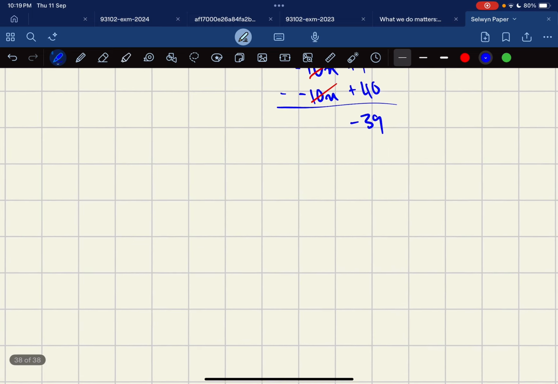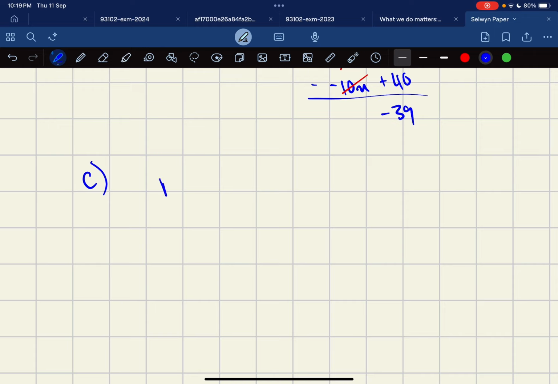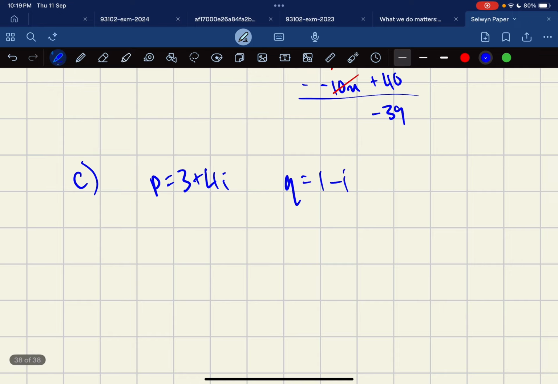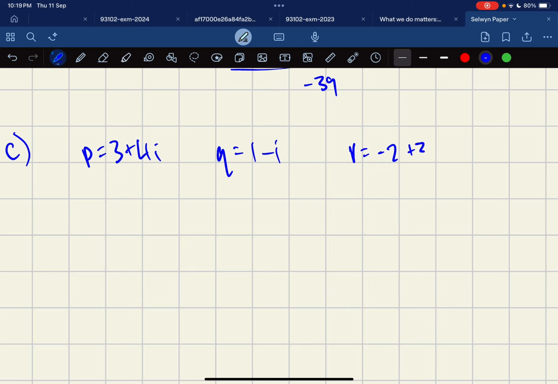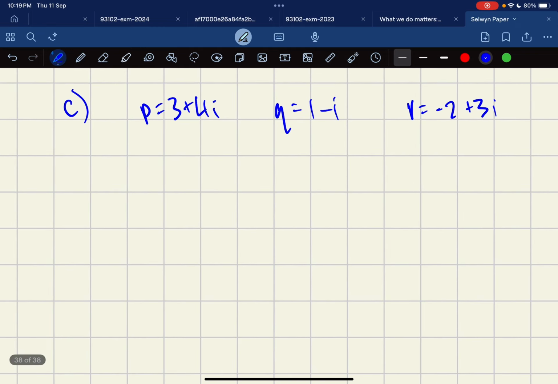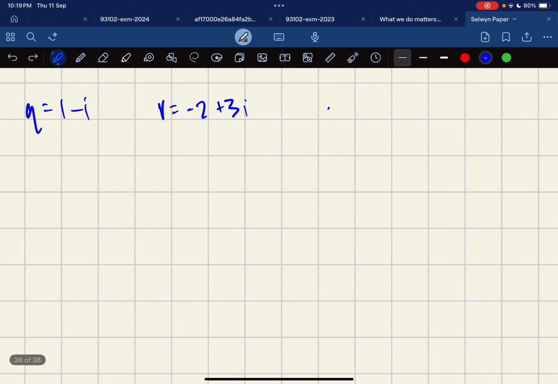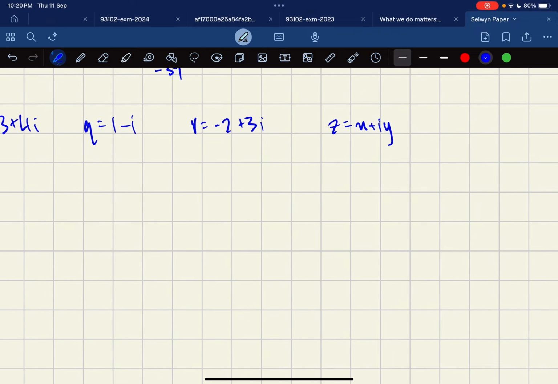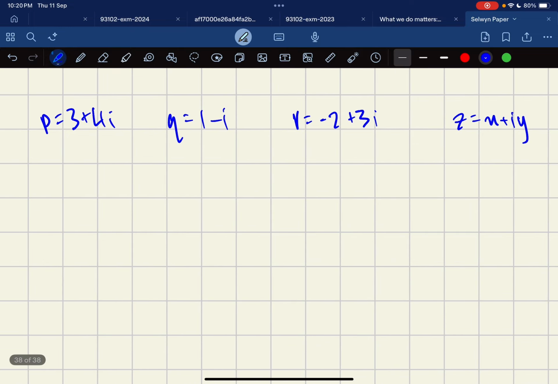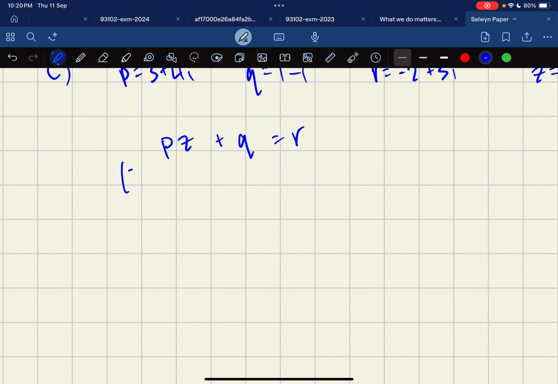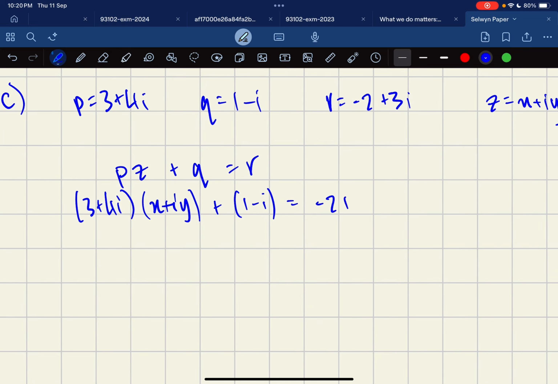Okay, next, part C. If P equals 3 plus 4i, and Q equals 1 minus i, and R is equal to negative 2 plus 3i, find the complex number Z such that PZ plus Q equals R. So we're going to let Z equal x plus iy, because we don't know the complex number Z. So we want to satisfy the equation P times Z plus Q equals R. So P being 3 plus 4i, Z being x plus iy, Q being 1 minus i, and then R being negative 2 plus 3i.